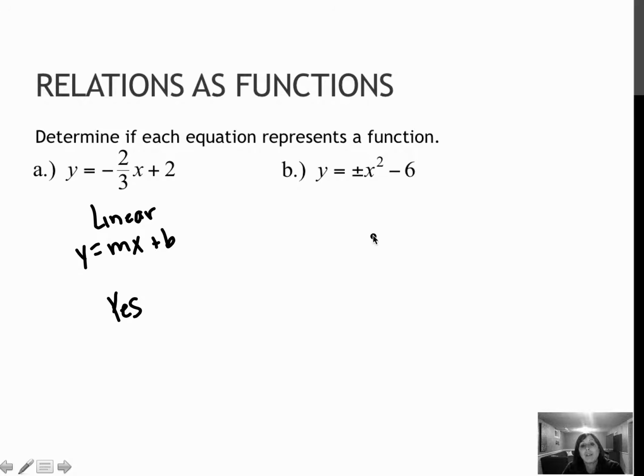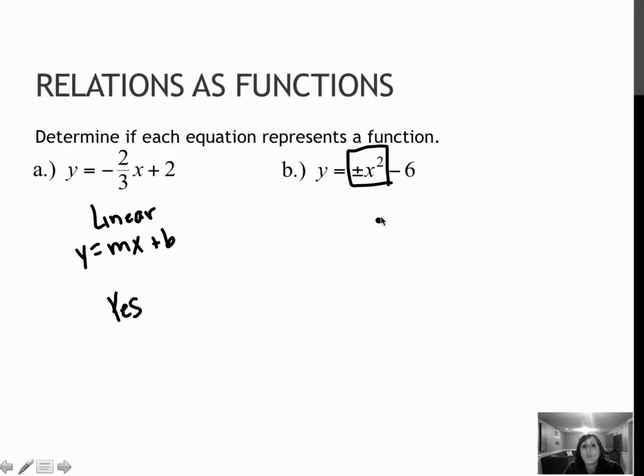On this one, I've got sort of a problem. This is not linear because we can see this is x to the second power. That makes it not linear. Now there are some things that are not linear that are still functions, but we have to maybe guess and check a little bit.